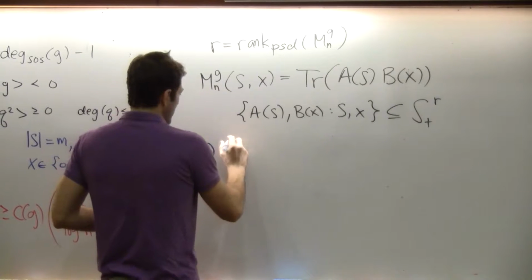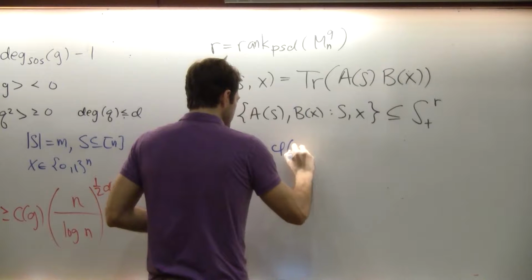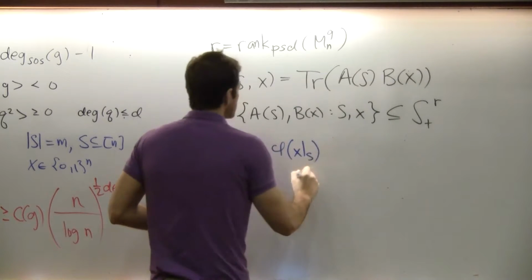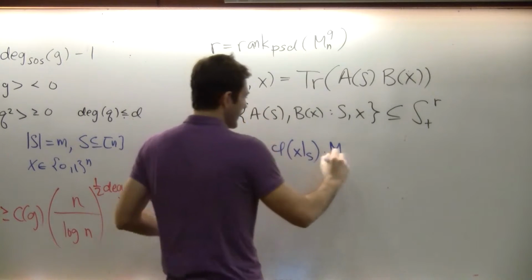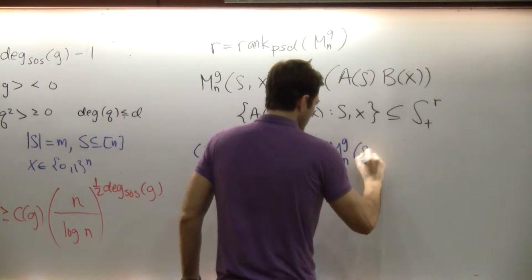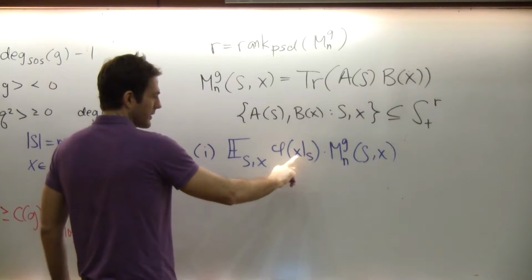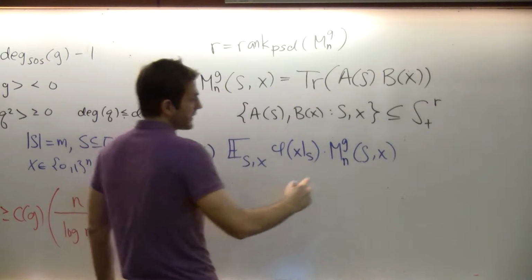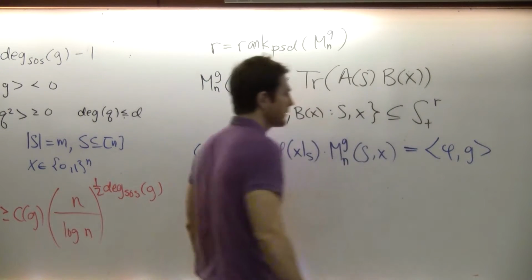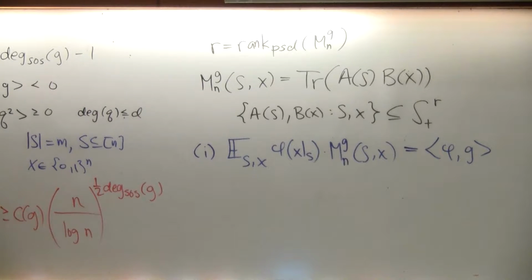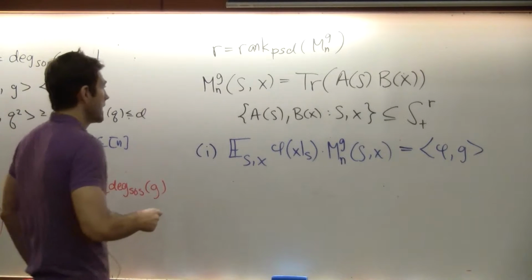So the first thing, okay, so here, what's the functional? It looked like this. So this is how the functional looks when you apply it to the left-hand side. The functional is just averaging against this kernel, which is a function of x and s. And we said that this is precisely the inner product between phi and g, which is negative. So from the left-hand side we get a negative inner product.